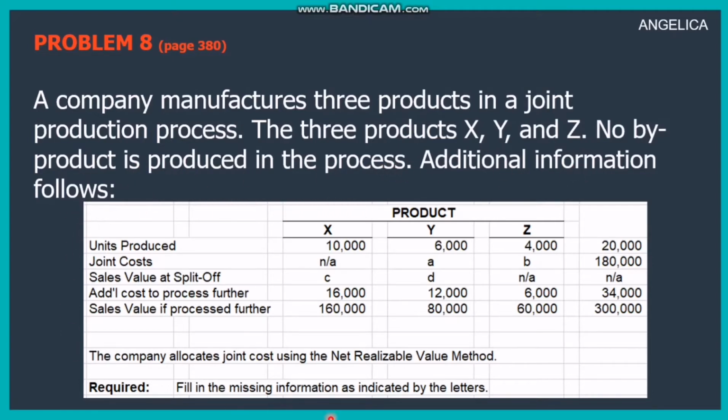Now you can see here that you are required to look for the joint cost and the sales value at split off. Remember that sales value, if processed further, is the net realizable value or the NRV of the three products. The company allocates joint cost using the net realizable value method. You are required to fill in the missing information as indicated by the letters.